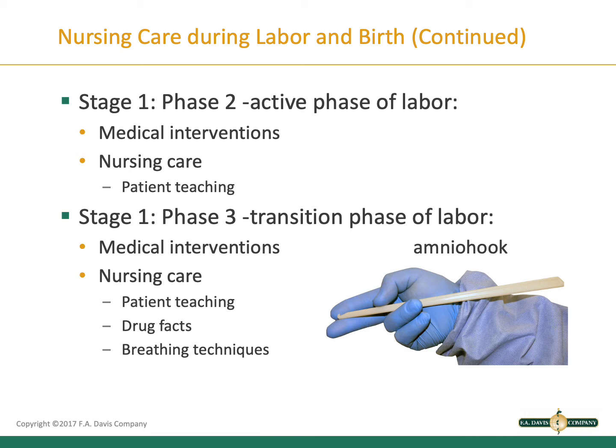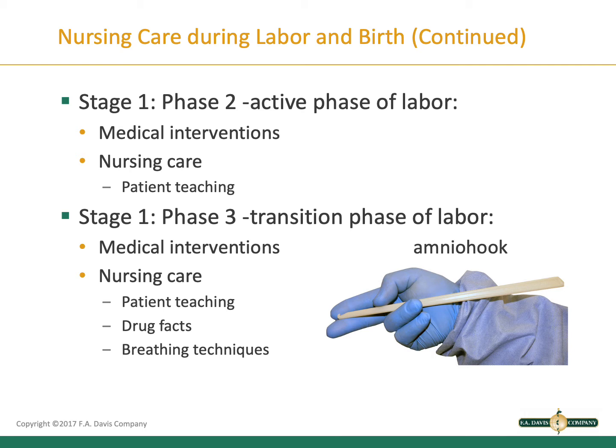Phase 2 is the active phase, dilation from 4 up to 7 to 8 centimeters. Contractions are getting stronger and more frequent. Mom can get a little panicky as pain increases. She may ask for pain meds or her epidural at this point. Be sure she does not hyperventilate.